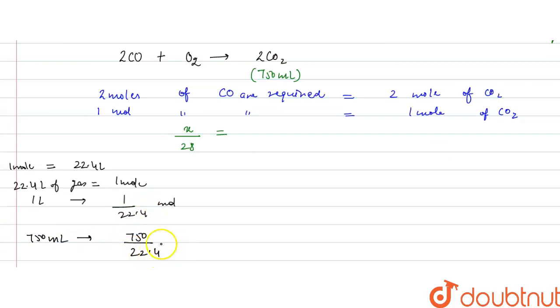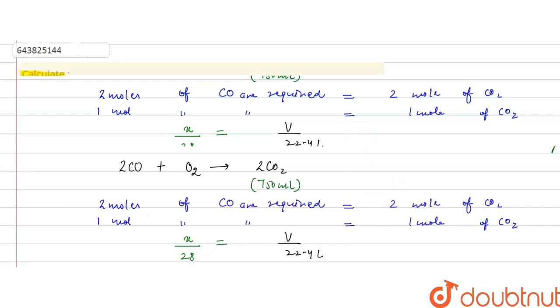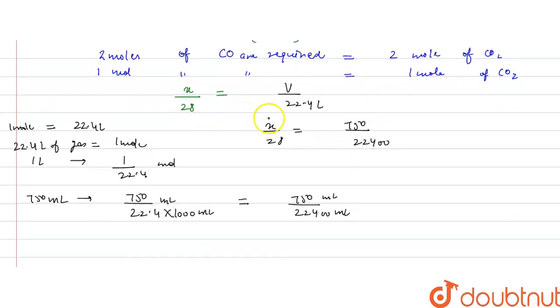So we will convert this into milliliters, so it will be multiplied by 1000. So this is in milliliter and this is also in milliliter. So that will be equal to 750 upon 22400. So the number of moles of carbon monoxide in terms of volume will be equal to this. First we can write it as volume upon 22.4 liters, or we can write it as x by 28 equals 750 upon 22400. So now we can calculate the amount of carbon monoxide, that is x.